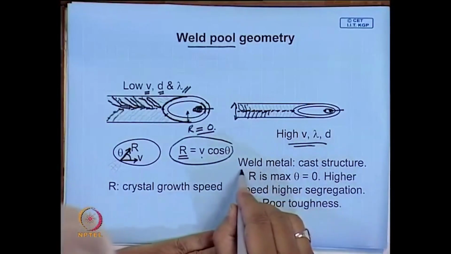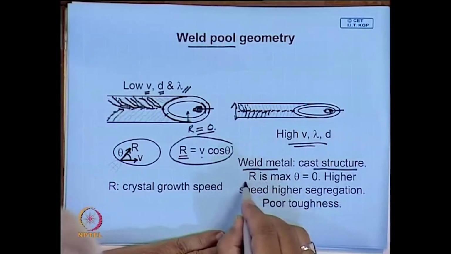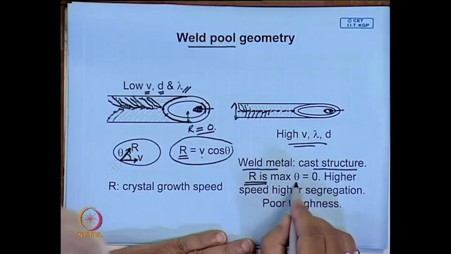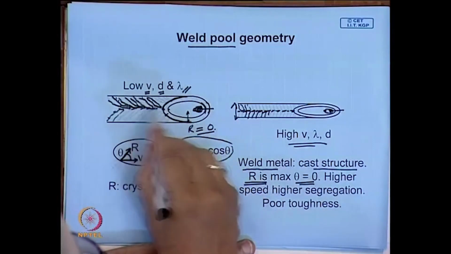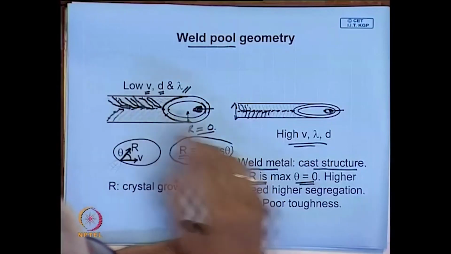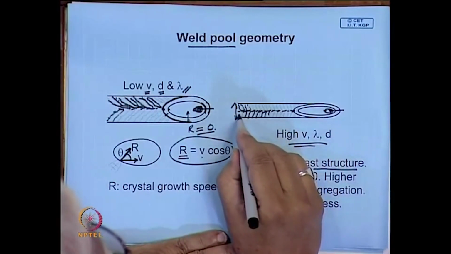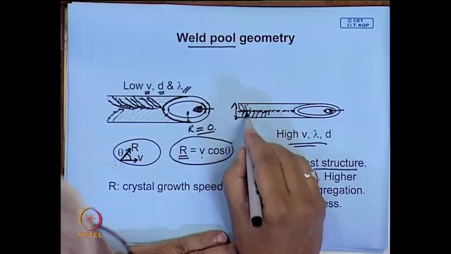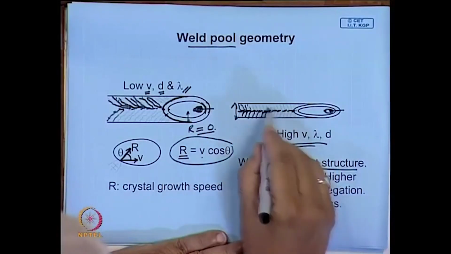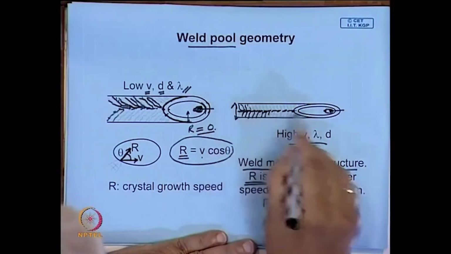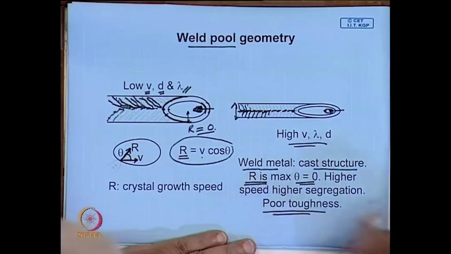So, the weld metal structure will essentially be a cast structure, and the rate of crystal growth is maximum when theta equals 0, that is, at these points. That is why it is always elongated like this, but if it is very fast, you get this kind of cellular growth and you have segregations here, and therefore, this center line segregation is a source of weakness and a cause for poor toughness.